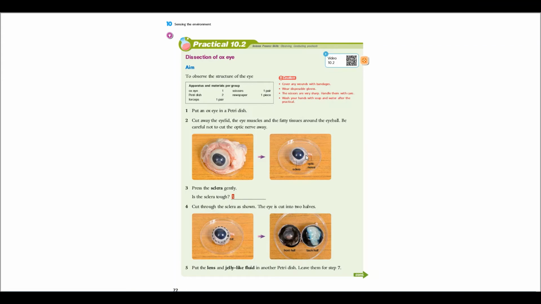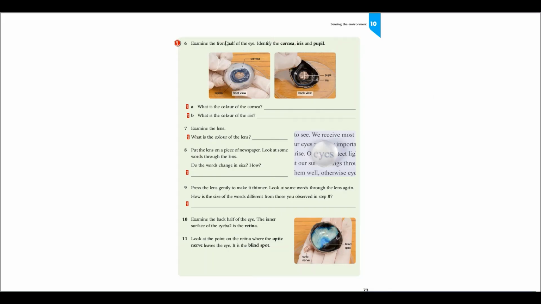So you have watched the video of how he cuts open the ox eye, and you can also see every structure he's showing you. The first one is the sclera. Press the sclera gently. You cannot press it here, but when he cuts open the eye, you can see that the sclera is actually very tough, so it will not collapse or change shape. So it can maintain the shape of the eyeball. So yes, it is tough. On to the next page, about the front half of the eye.